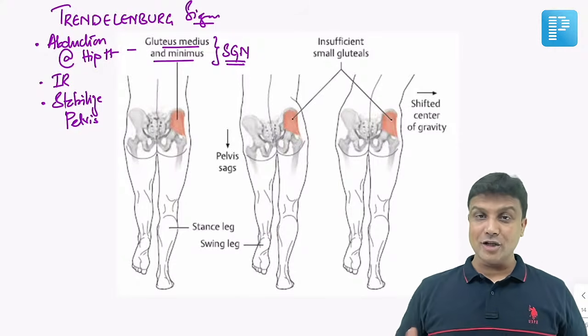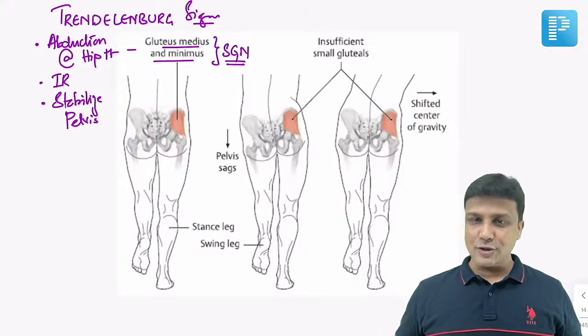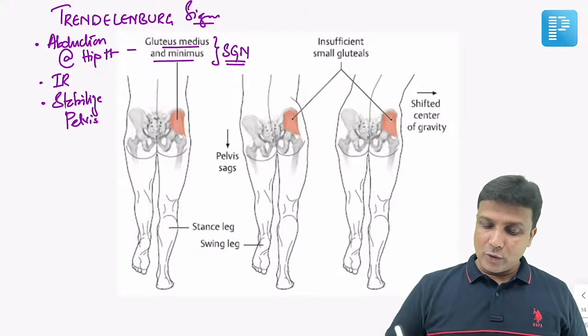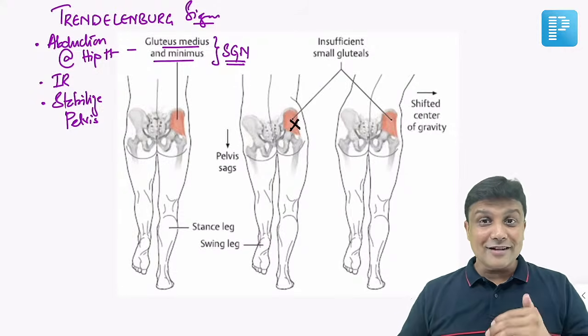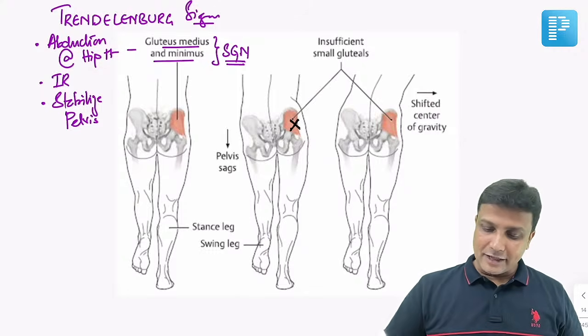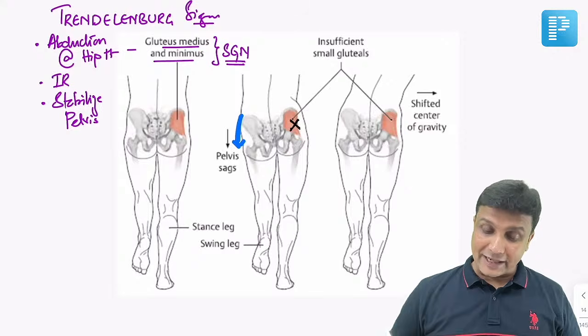Now just imagine a situation where superior gluteal nerve is injured. Then what is going to happen? This gluteus medius and minimus muscle, they are not working, they are paralyzed. Now when the person is trying to walk, what will happen? The left side of the hip will sag, it is going to drop. Now because this left side of the pelvis is dropping over here, then how will the person walk? How will the gait be then?